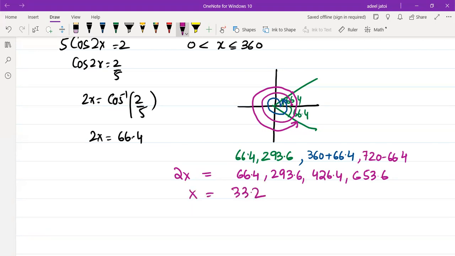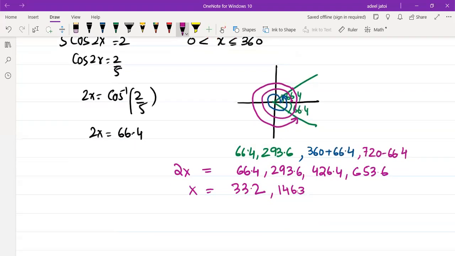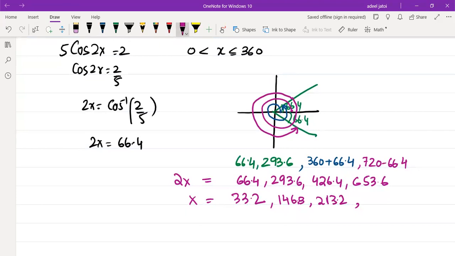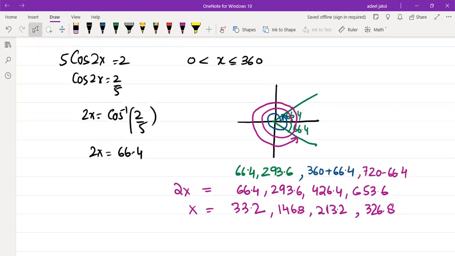This will be 33.2. This will be 146.8. And this will be 213.2. Is this between the range of 360 now? Then again 653.6 divided by 2 is 326.8. Is this between the range as well? So that means all my answers are between the range of 0 to what? 360.